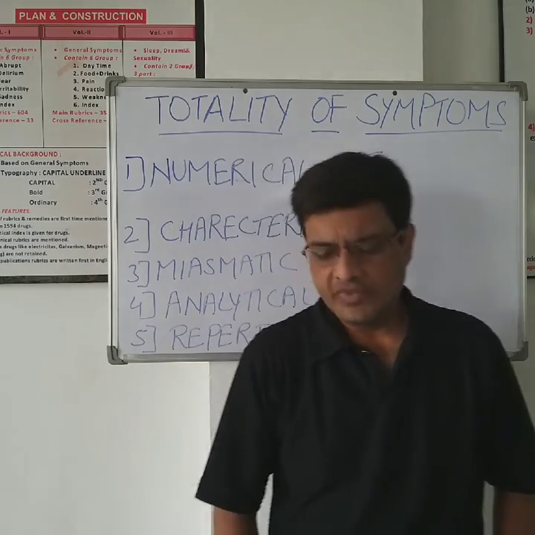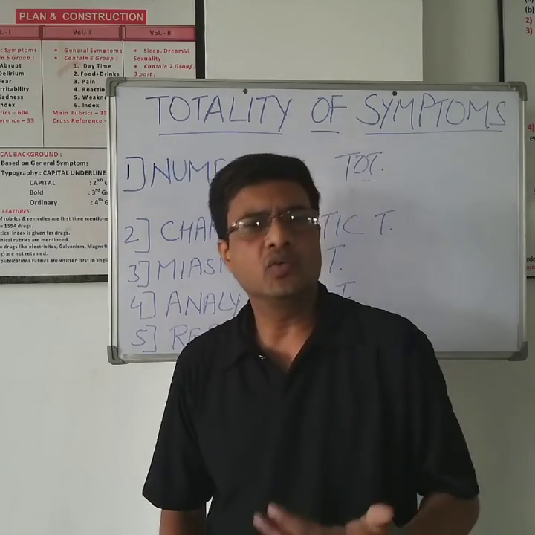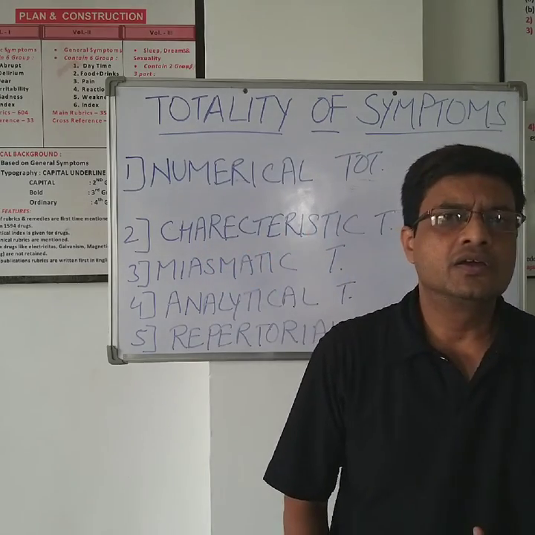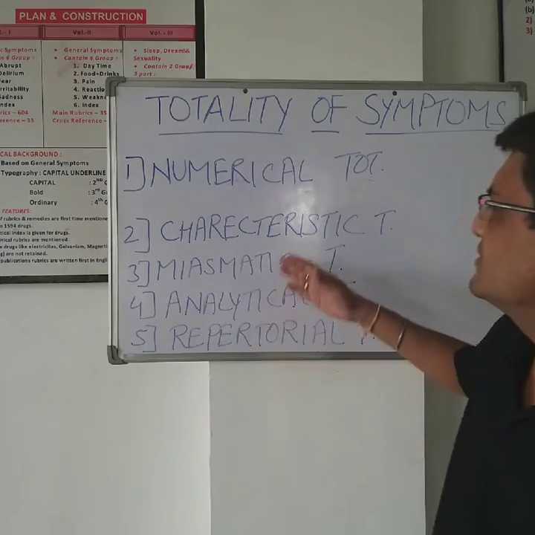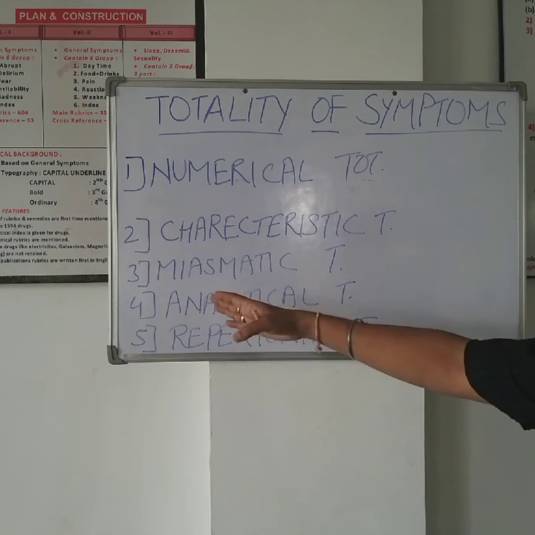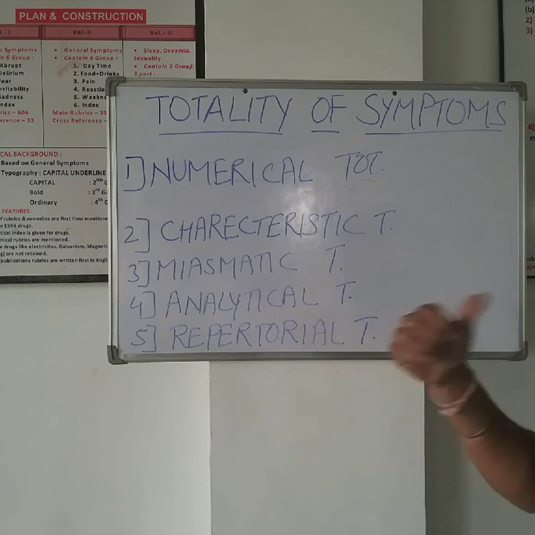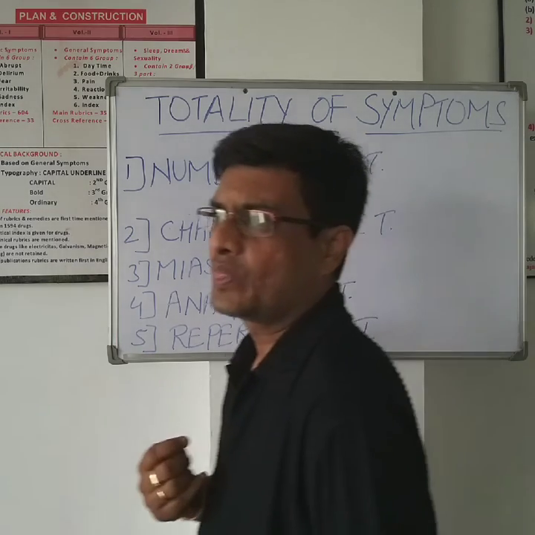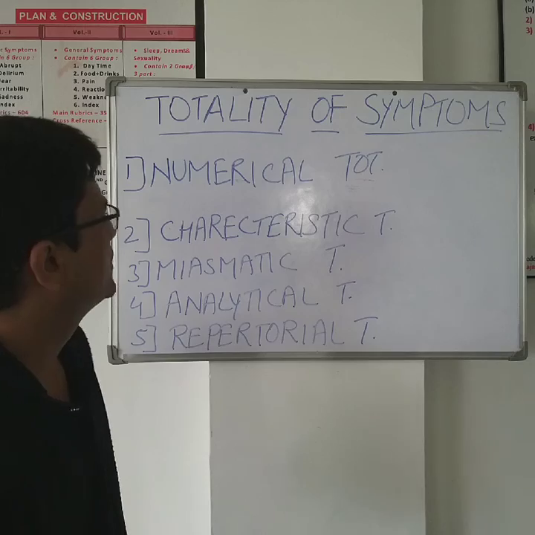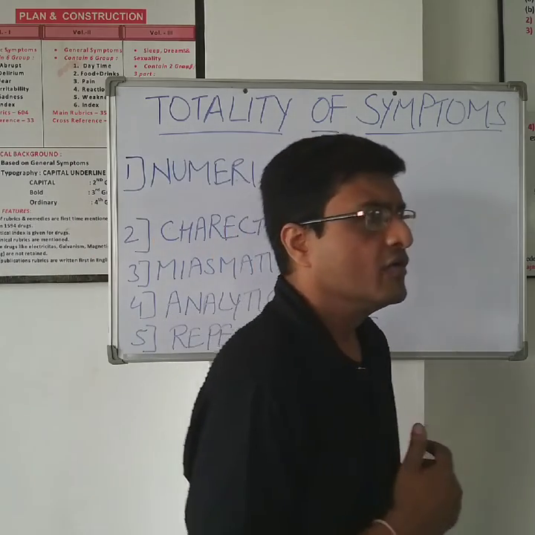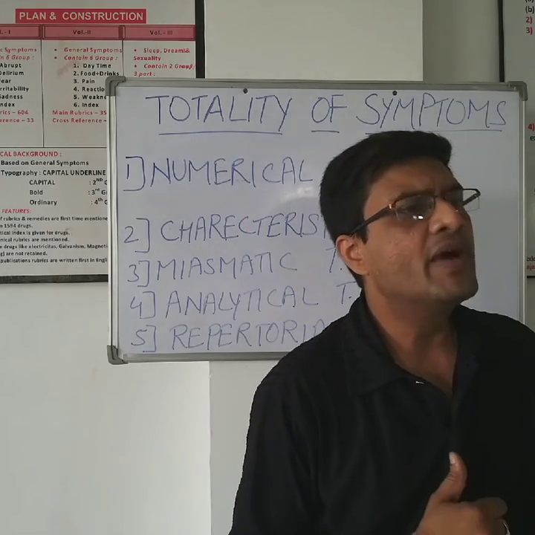Now if we look at totality of symptom, it is of 4 or 5 types. First is numerical totality, second is characteristic totality, third miasmatic totality, fourth analytical totality, and fifth repertorial totality. So 5 types of totality of symptoms are there. First we will take one by one. First is numerical totality. Now what is numerical totality?